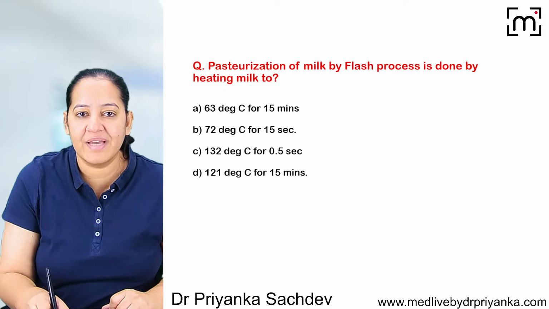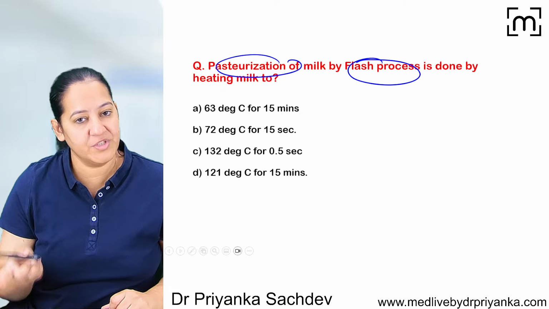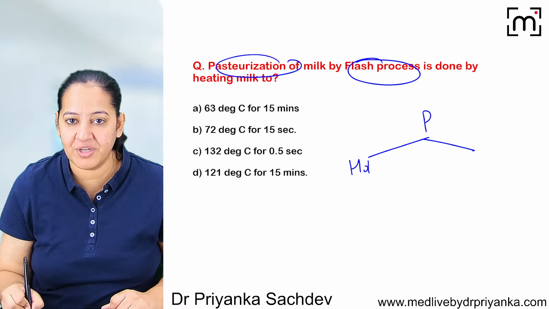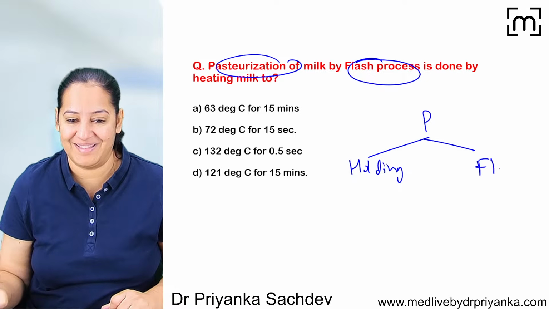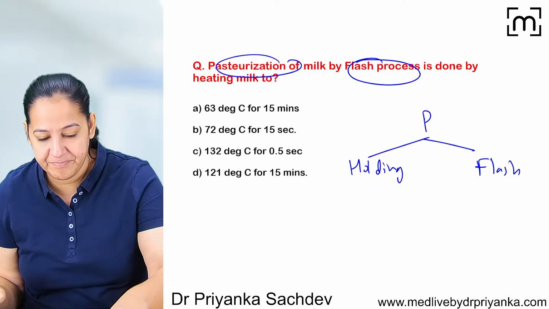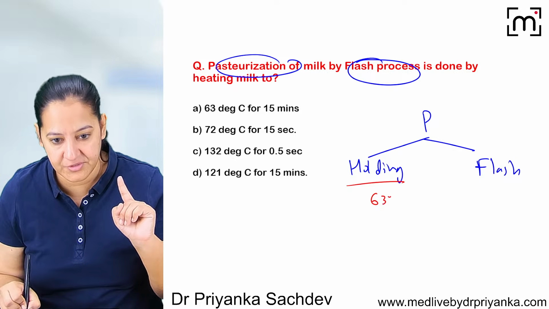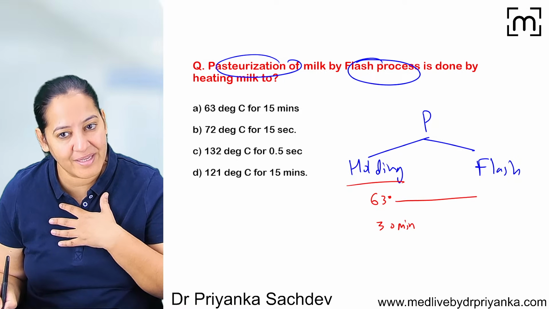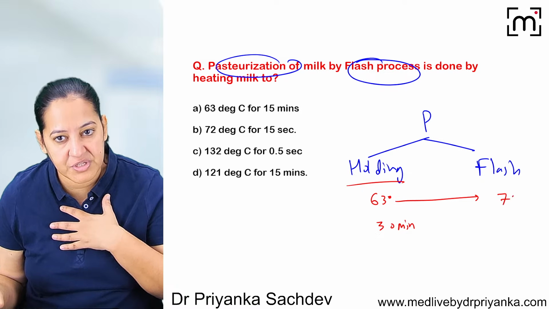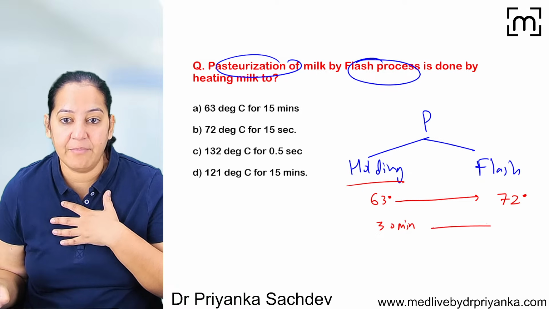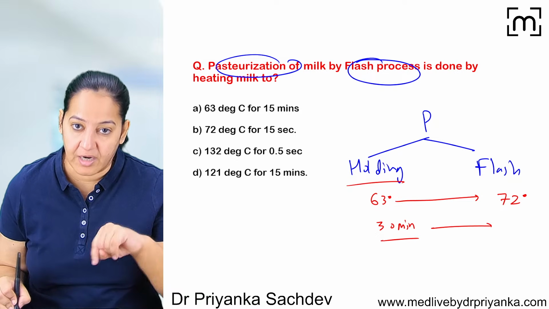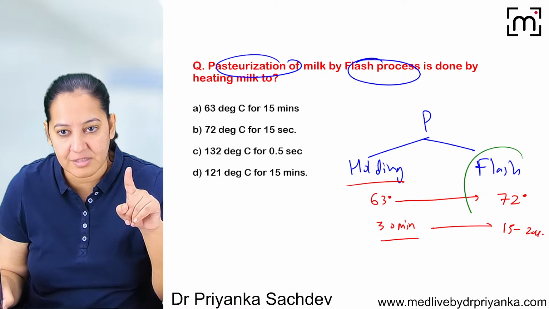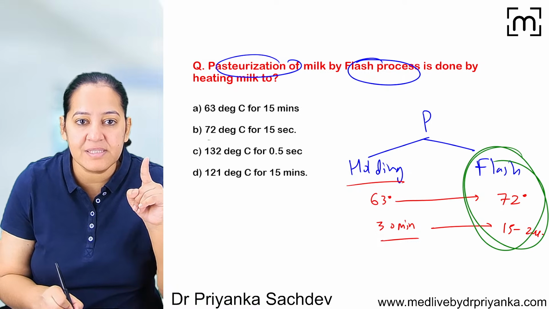The next question: pasteurization by flash method. What is the temperature and time? I told you the 2 methods of pasteurization, holding method and flash method. Tell me the temperature and time in both of them. In holding, the temperature is 63 degree, but the time we require is 30 minutes. But I'm very busy. I don't have 30 minutes. So I will increase the temperature by 9 degree. Instead of 63 degree, I will do it 72. So time will reduce drastically. Instead of 30 minutes, it is only 15 to 20 seconds. So what they are asking in your question right now is flash. So look for this. So the answer is 72 for 15.